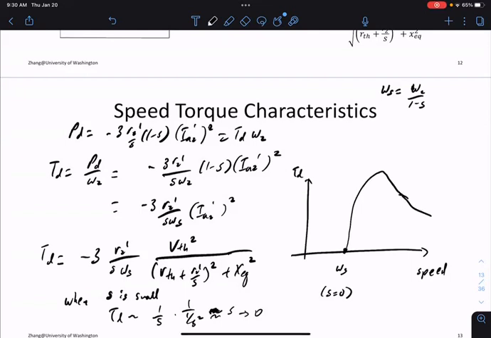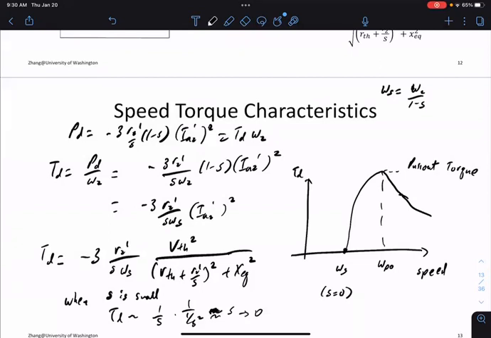So what we have here is a maximum torque. This is called the pull out torque. This is the maximum torque you can get out of this. This is called a speed torque characteristic, the speed torque characteristic.